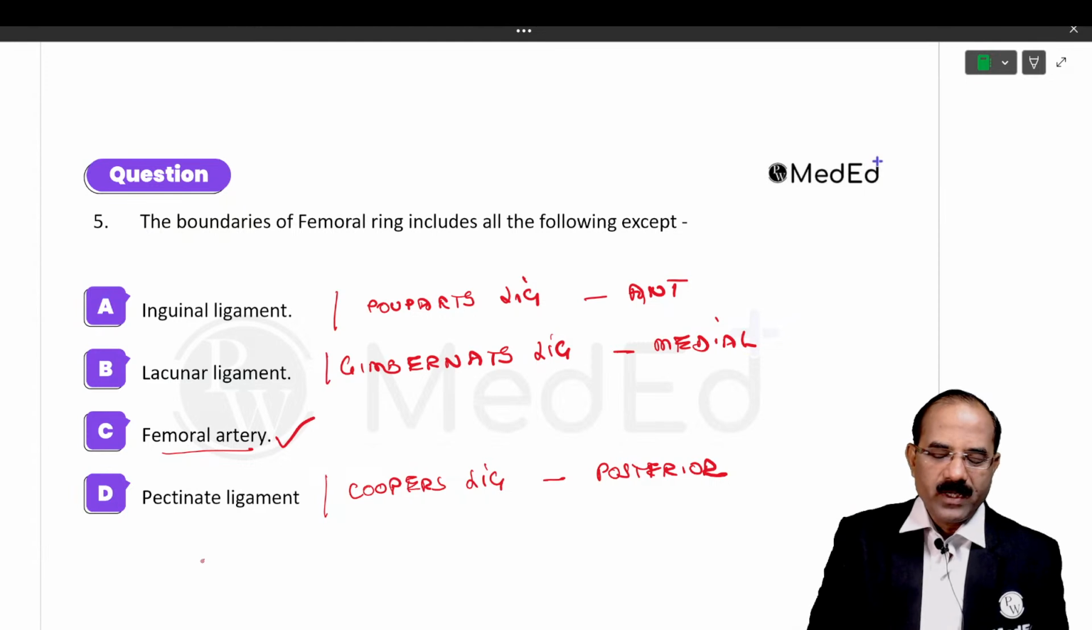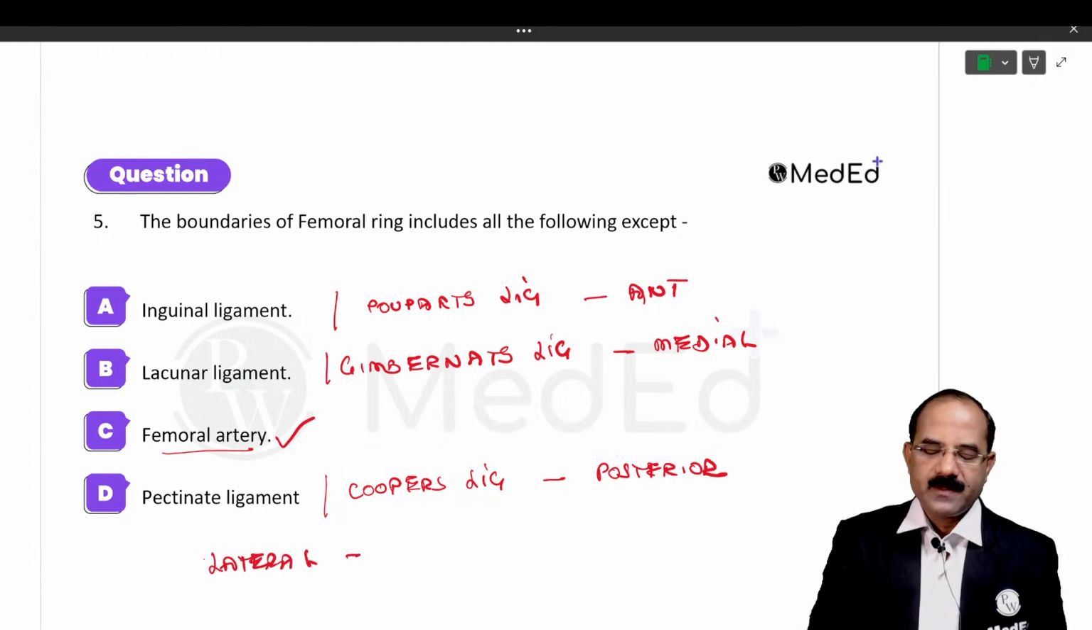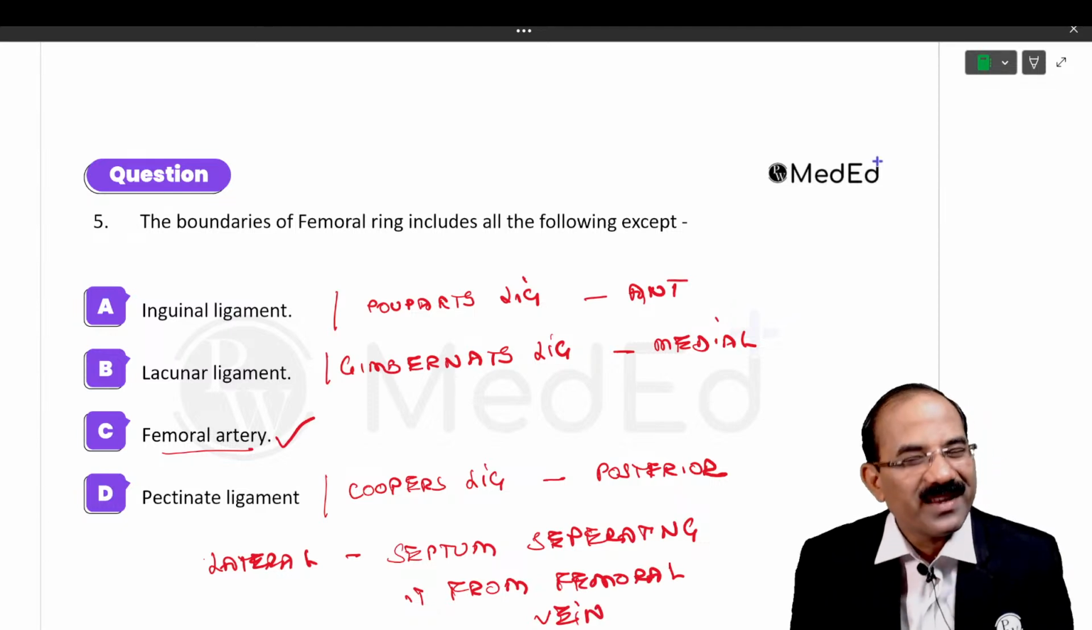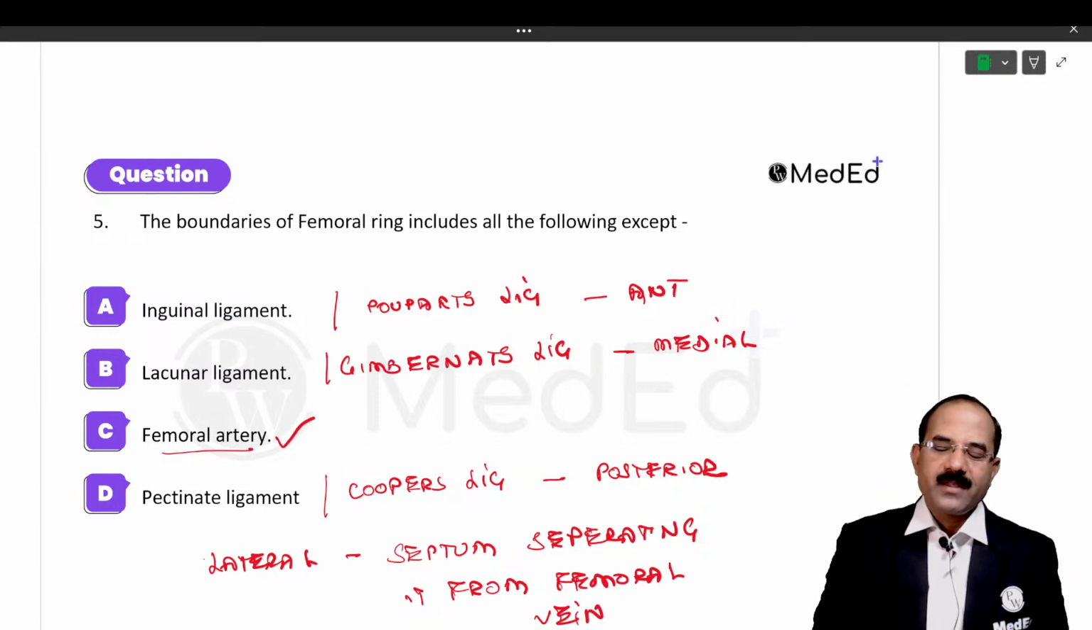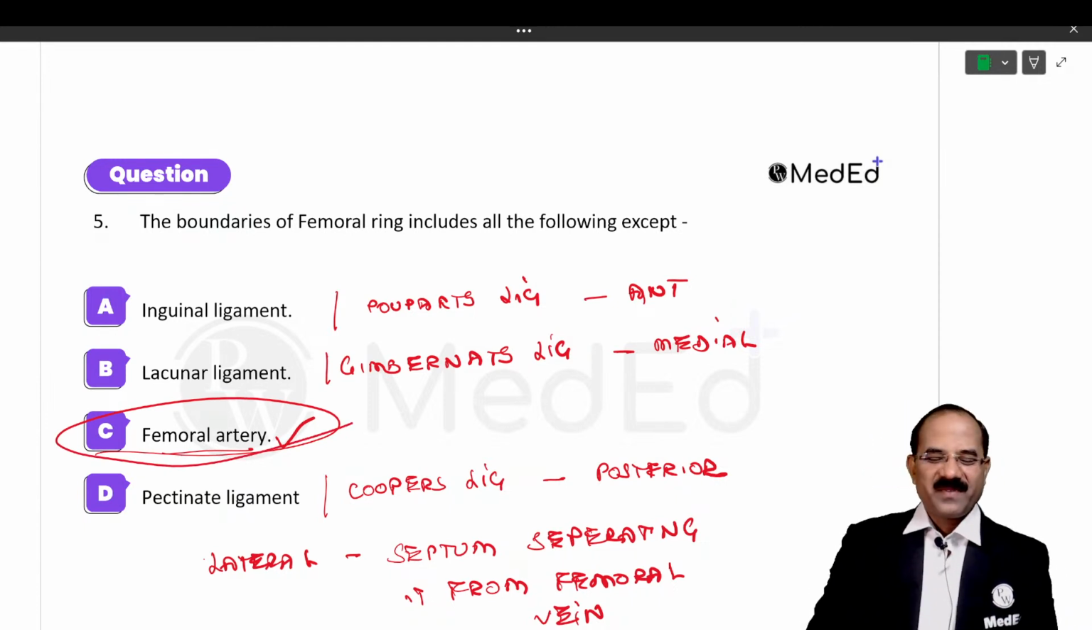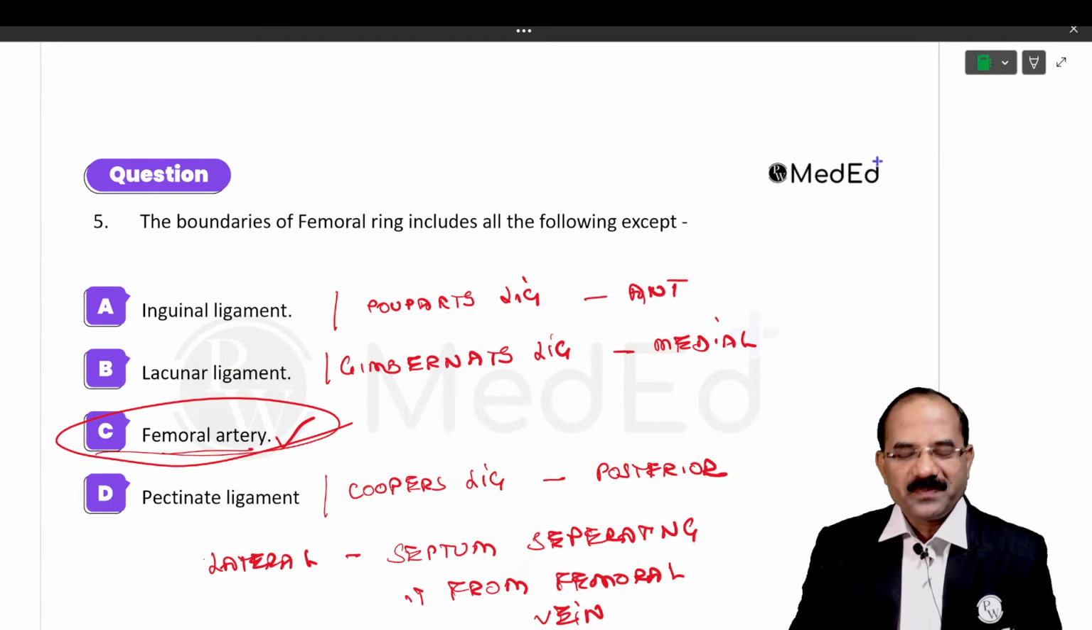And the lateral boundary is formed by, yes, any guesses? Septum separating it from femoral vein. Femoral vein. Not the artery, children. It's the vein which is there in the lateral boundary, right? So the answer here is femoral artery. Are you getting this, students? Are you able to follow this?